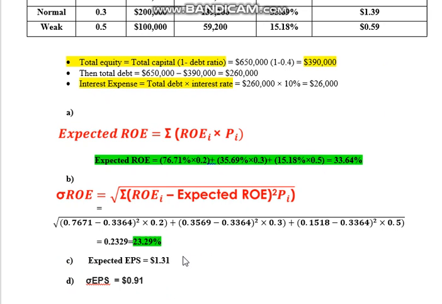Then we can continue the same process as we did for the expected ROE. We can calculate the expected earnings per share, which is equal to $1.31, and the standard deviation of the earnings per share will be equal to $0.91, by following the same steps that we followed in part B for calculating the standard deviation of ROE.